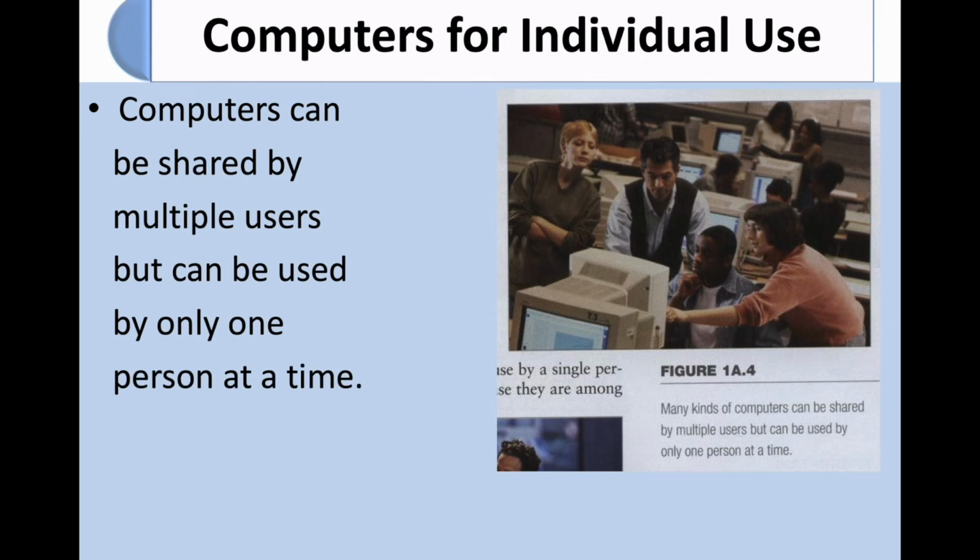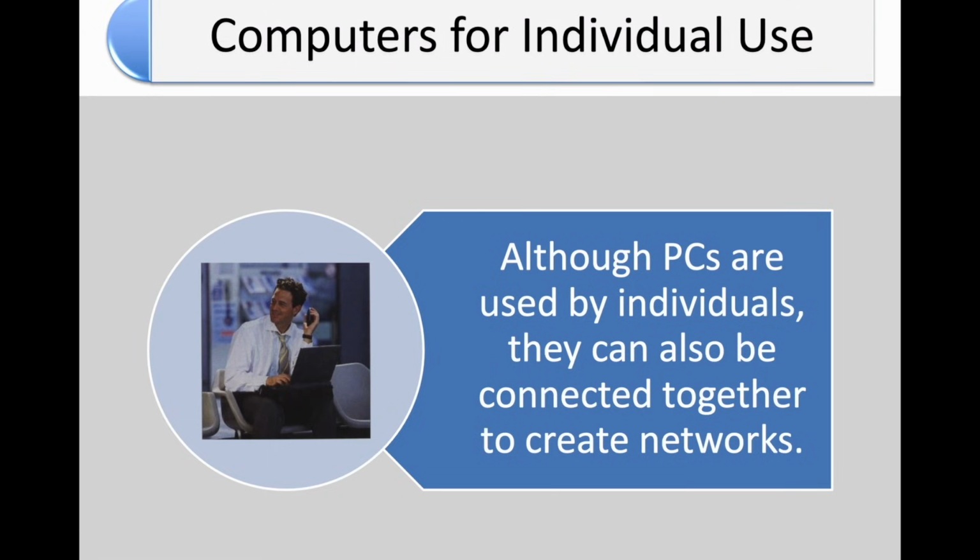Mostly, computers are for individual use. Computers can be shared by multiple users but can be used by only one user at one time. One user can use it at one particular time, but the same computer can be used by different users. From the picture you can see that many kinds of computers can be shared by multiple users but can be used by only one person at one time.